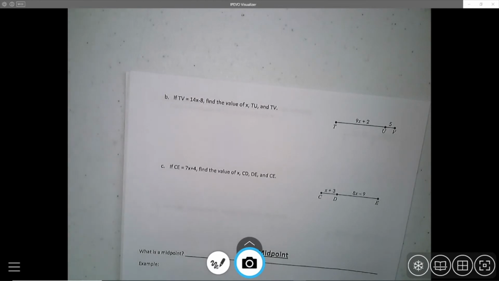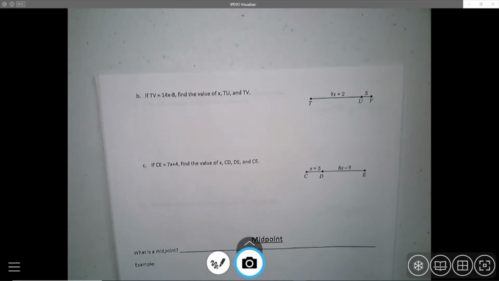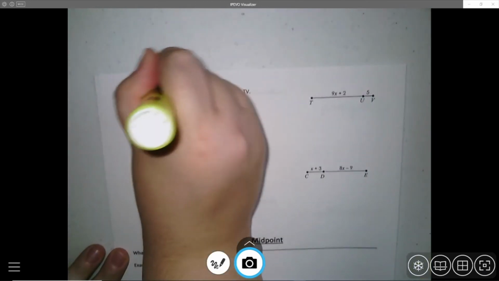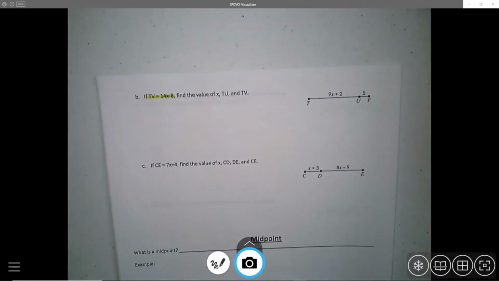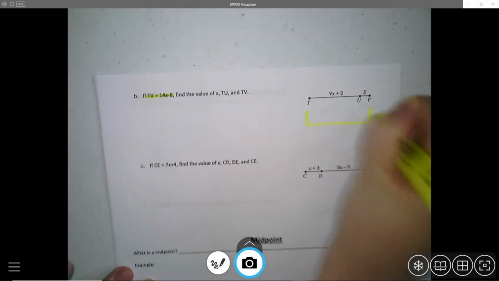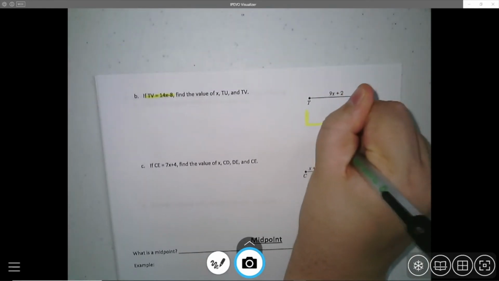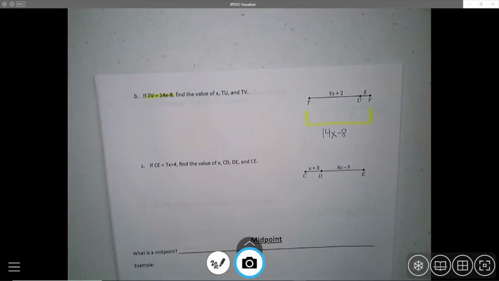Okay, let's continue to look at more of these examples. So, looking here at this one. First thing they tell me that is not on my picture is TV equals 14x minus 8. TV is from beginning to end, so that's a whole segment. That's why I'm putting the bracket. 14x minus 8. They want me to find x, TU, and TV.